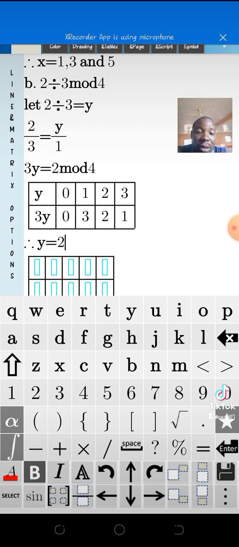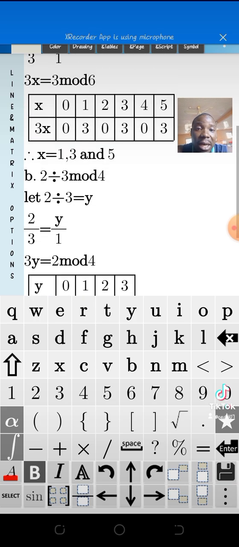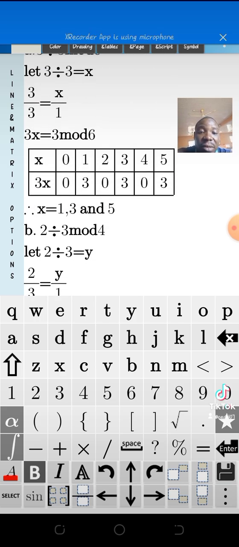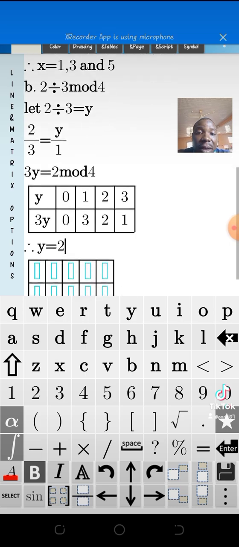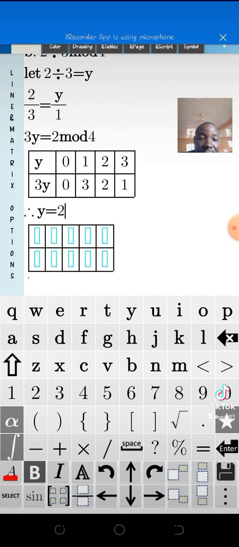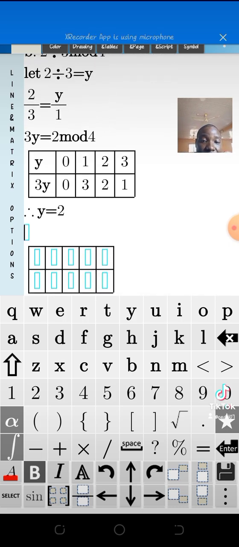That becomes the solution, because whatever you have for y is the same thing as 2 divided by 3, which you are looking for. Is that okay? Same thing with the first problem I solved. Whatever you have for x is the same thing as 3 divided by 3 is equal to x. So that is that about that.